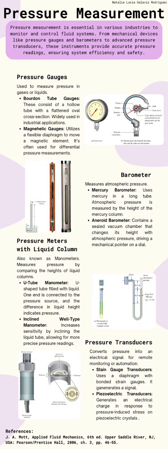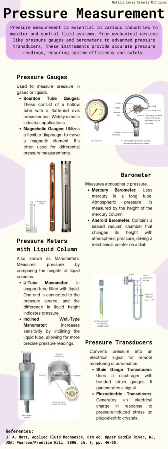The U-tube manometer is a U-shaped tube filled with liquid like water or mercury. One end is connected to the pressure source, and the difference in liquid height indicates the pressure. On the other hand, the inclined well-type manometer increases sensitivity by inclining the liquid tube, allowing for more precise pressure readings.